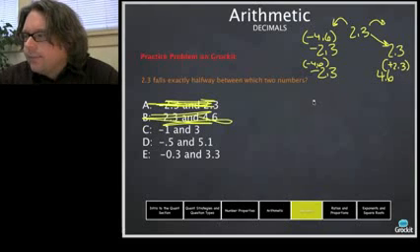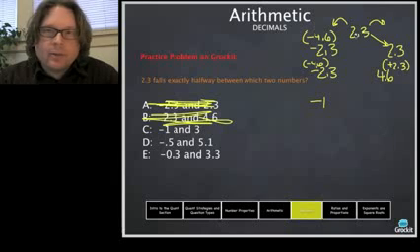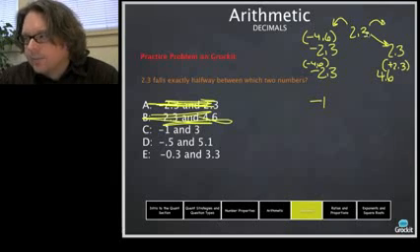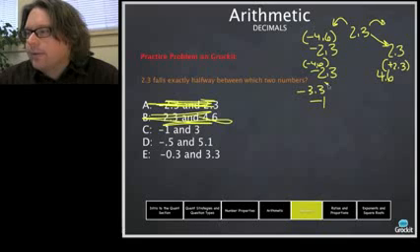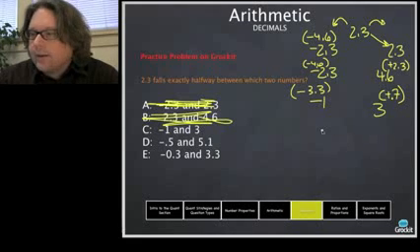Negative 1 and 3, so if we have negative 1 here, to get from 2.3 to negative 1, we need to subtract 2.3 and then subtract another 1 on top of that, so this is minus 3.3. And to get to 3, we just added 0.7. So, still not there.